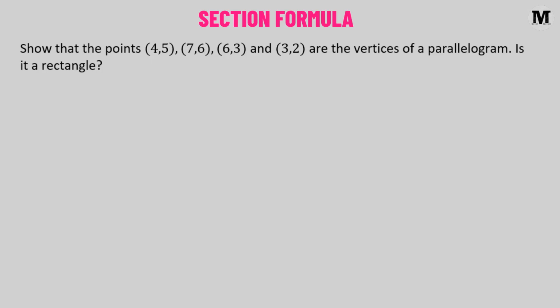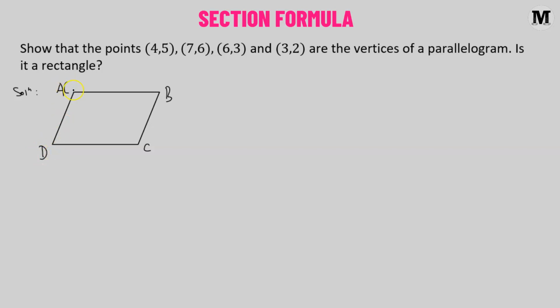We need to show that the following 4 points are the vertices of a parallelogram, and subsequently we need to check whether it is also a rectangle or not. Let us begin. Let us consider a quadrilateral A, B, C and D.